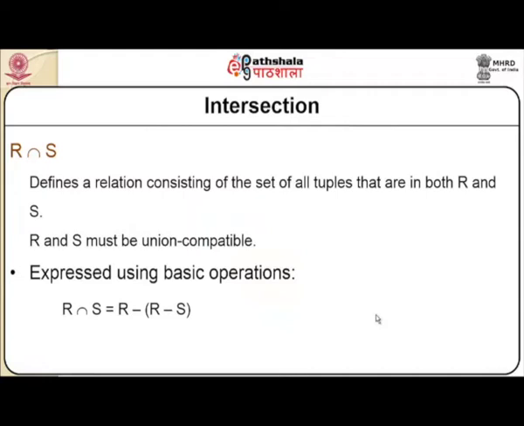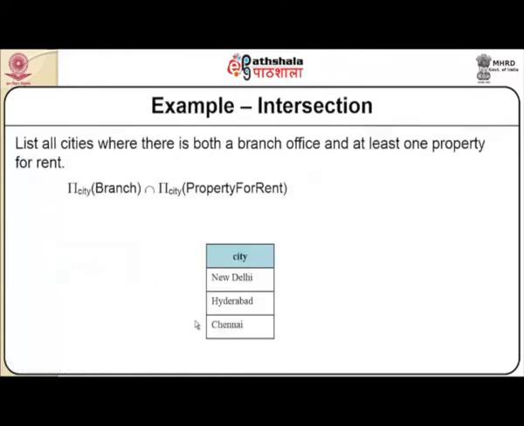The next operation that we are introducing is intersection, which is the commonality between both, indicated with this intersect symbol. It defines a relation consisting of the set of tuples that are in both R and S. R and S must be union compatible again, and it can be expressed with the basic operators which we have seen previously. R intersection S can alternatively be expressed as R set difference of R with S. So, here we have an example for intersection: list all cities where there is both a branch office and at least one property for rent.